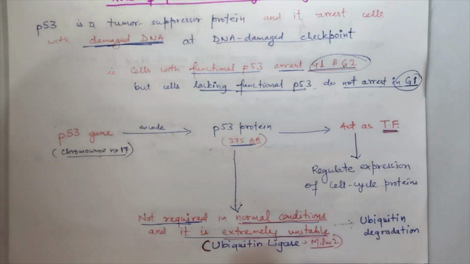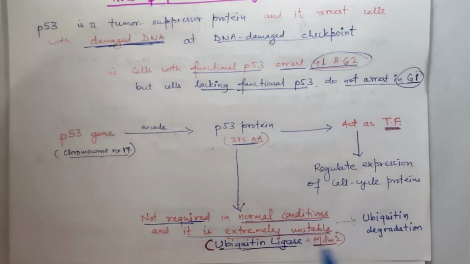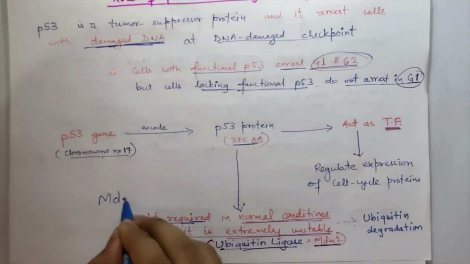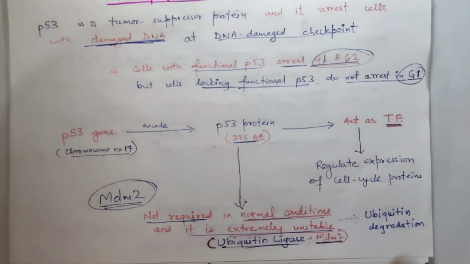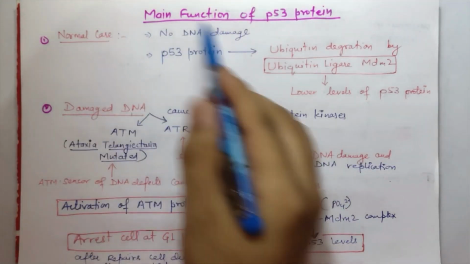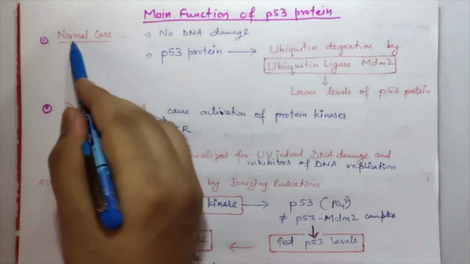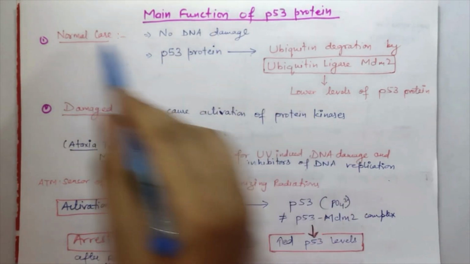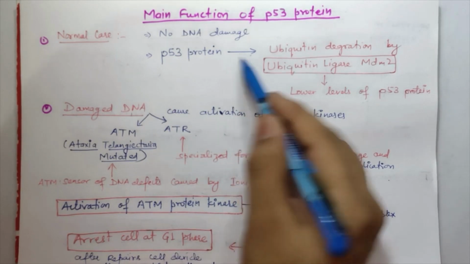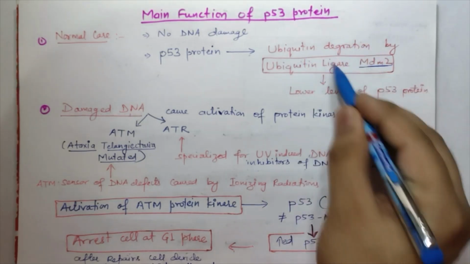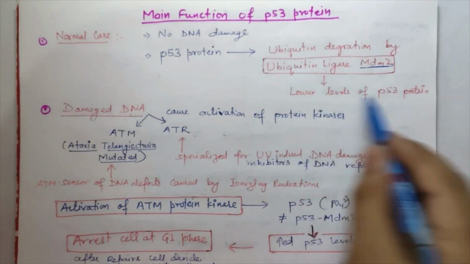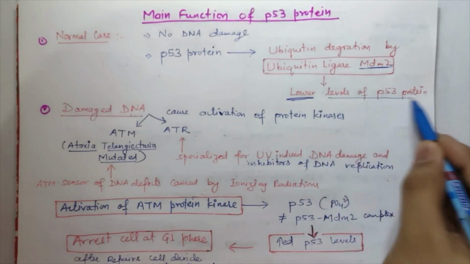And how is it made extremely unstable? Because in normal conditions it is recognized by a type of ubiquitin ligase, that is MDM2. The MDM2 ubiquitin ligase binds with it and causes its degradation. So it is clear in its function of P53. In the normal case, there is no DNA damage, and P53 proteins are ubiquitinated by MDM2 ubiquitin ligase and degraded. Their levels are maintained at very low levels.